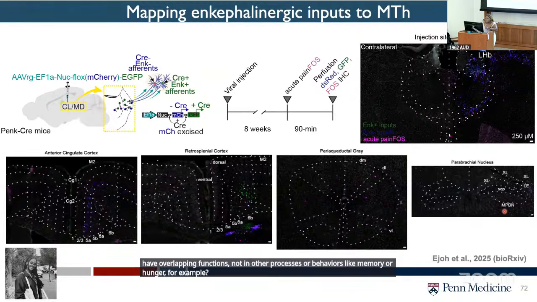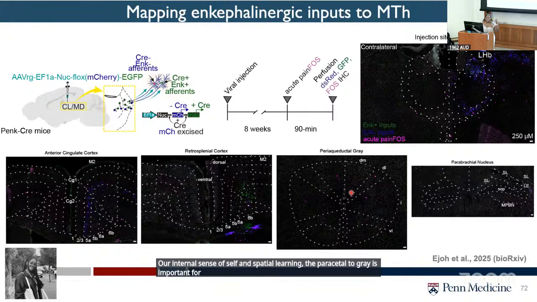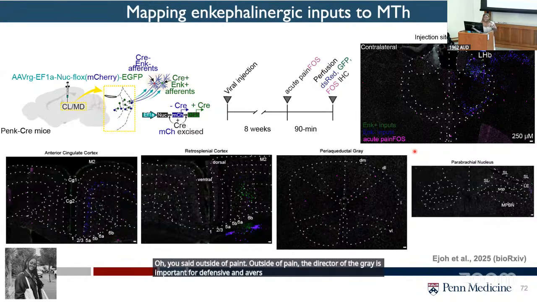I guess it depends on the region. Let's look. Okay, the retrosplenial cortex is important for our internal sense of self and spatial learning. The periaqueductal gray is important for pain expectation. Oh, you said outside of pain. Outside of pain, the periaqueductal gray is important for defensive and aversive behaviors, for things that are not painful but are still not pleasant. I hope that answers your question.